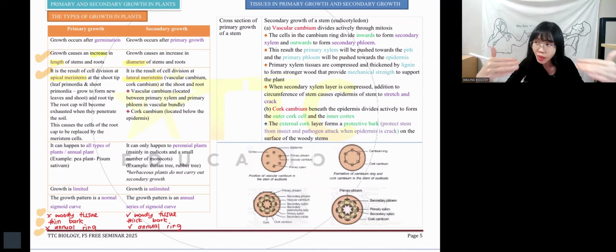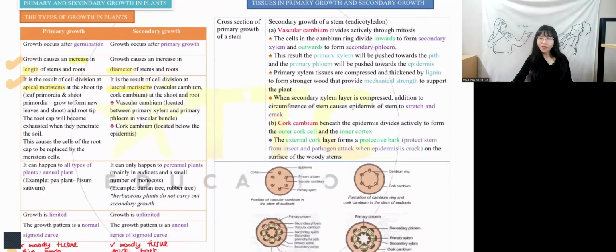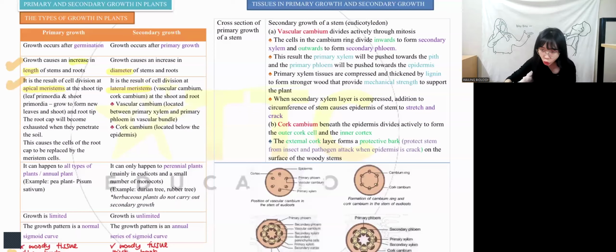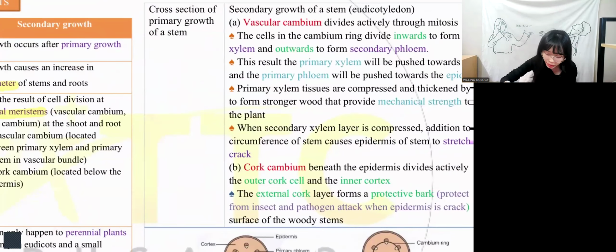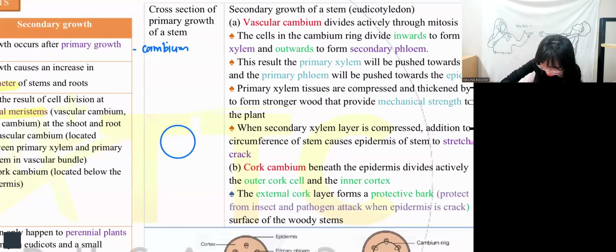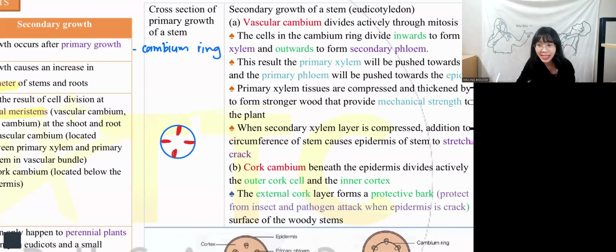Okay. I want you to remember them in sequence. Vascular comes first, and then we have cork cambium. Okay, why? Vascular refers to xylem and phloem, right? Okay, let me draw a simple diagram so you can understand better. So first, I draw a vascular cambium. Okay, this is a cambium ring. The blue one is the cambium ring. Cambium ring is to form xylem and phloem. The one that is inside, is it xylem or phloem? Inside the ring is xylem, correct?